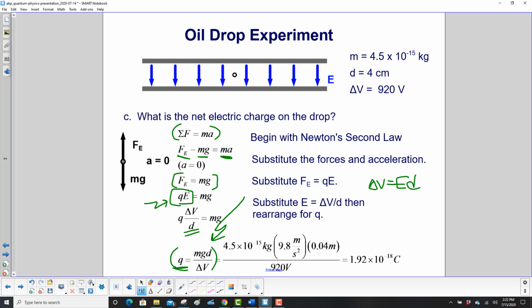Now we substitute in the mass of the drop, the gravitational acceleration, and the distance between the plates. Here it's 4 centimeters, and we have to convert that to meters. Move the decimal place 2 to the left from the 4, and you get 0.04 meters. Divide by the voltage, and our charge is 1.2 times 10 to the minus 18th coulomb.